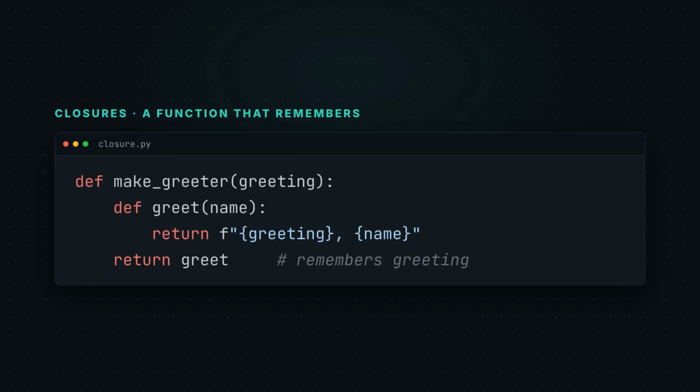Start with a closure. Make reader builds a little function and hands it back. Notice, the inner greet still uses greeting, even after the outer function is long gone. It closed over that value. It remembers. That memory is the whole trick behind decorators.